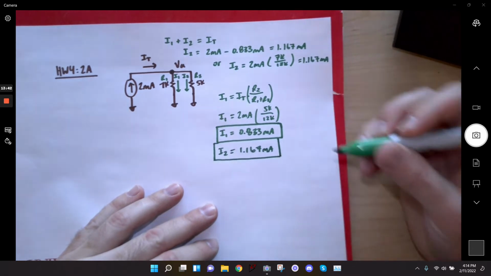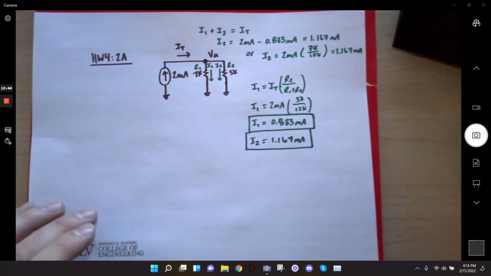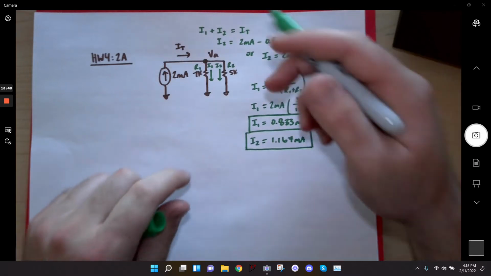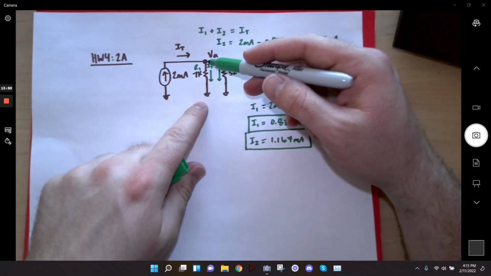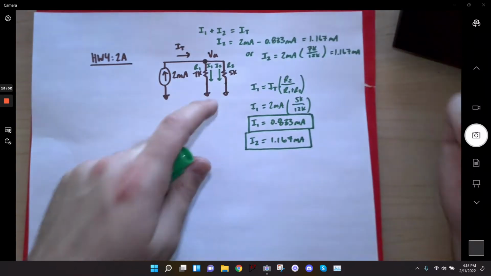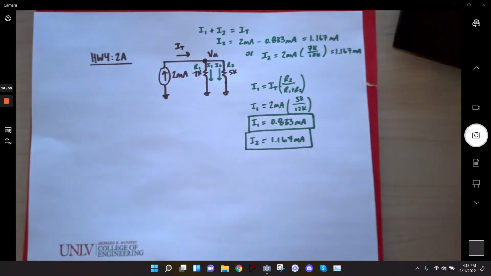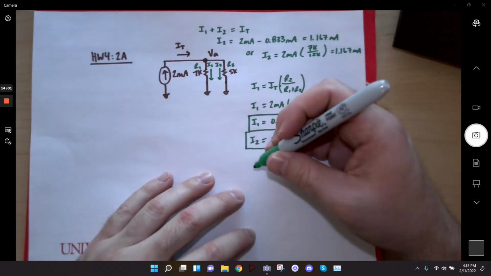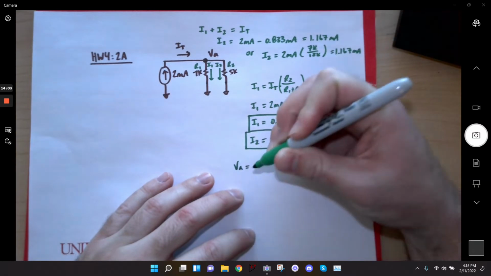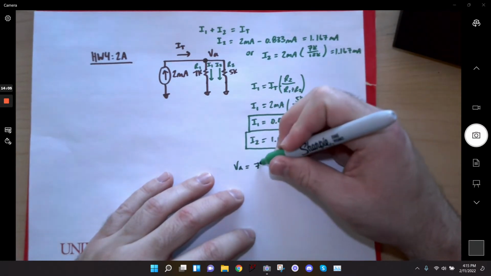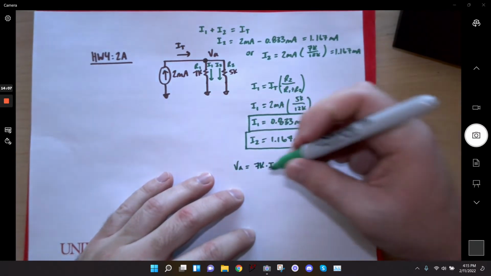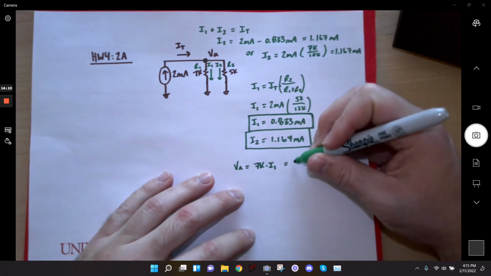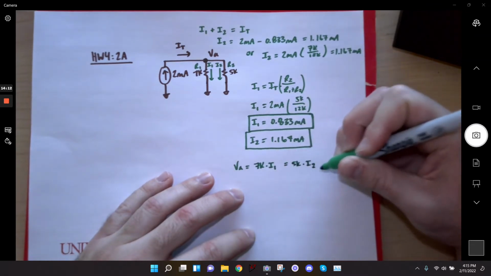So now I have my two currents, and now what I need to do is find voltage VA. Since VA is the voltage across the 7K, but it's also the voltage across the 5K, you can use Ohm's law with either one of these resistors and the current flowing through them, and that will give you VA. So if we wanted to use the 7K resistor, VA is equal to 7K times I1, but VA is also equal to 5K times I2, okay?